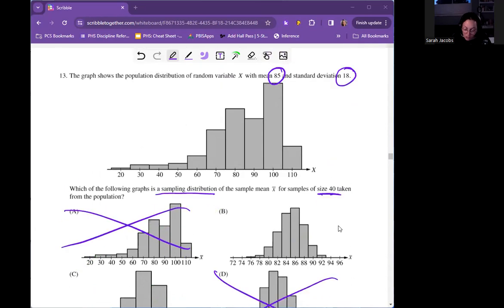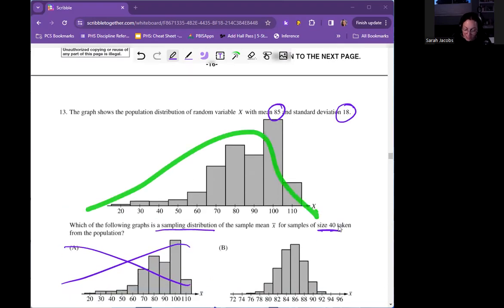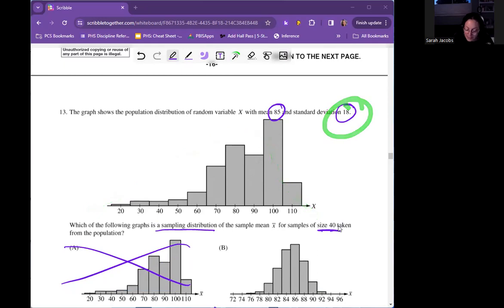So the standard deviation for the population is 18. The standard deviation for the sampling distribution with a size of 40 is going to be 18 over root 40. And so this is always just the sample size. This is on your formula sheet. And so we'll get that this is about 2.85.